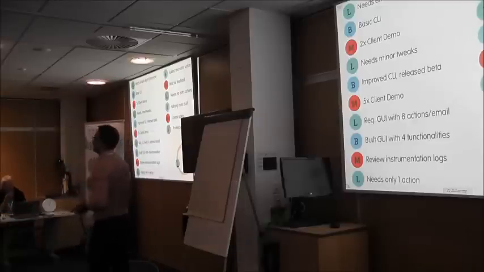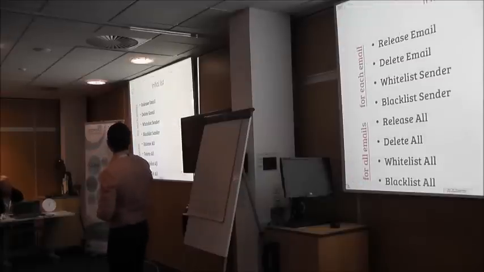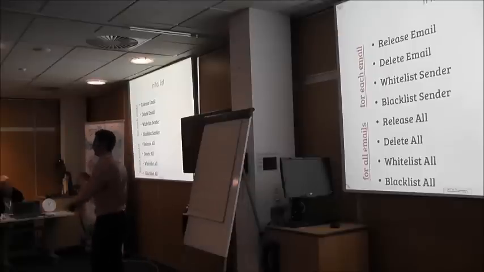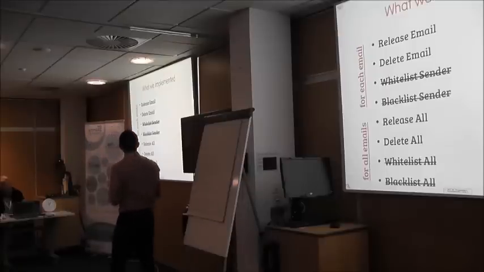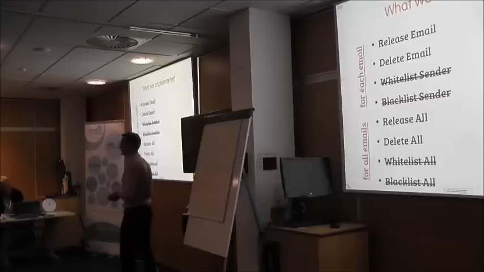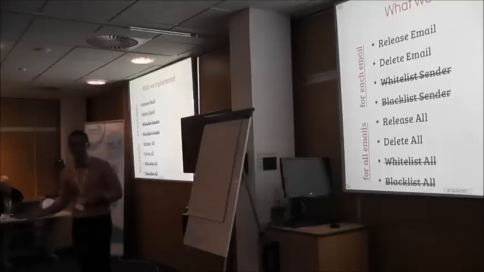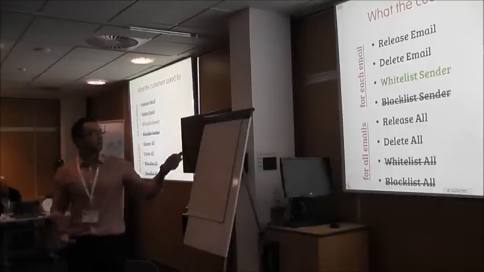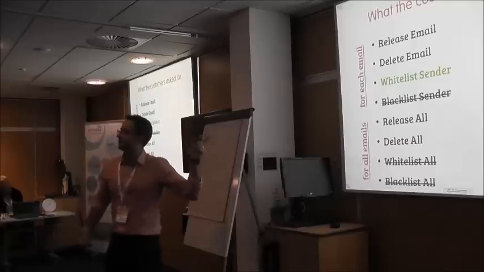Now, let me be more concrete. These were the 4 things that the people wanted. Release the email, delete it, whitelist the sender, and so on. These are the 4 that we dropped at the initial negotiation for the scope of that feature, and at the first release. And eventually, we realized that we needed to add the 5th back.